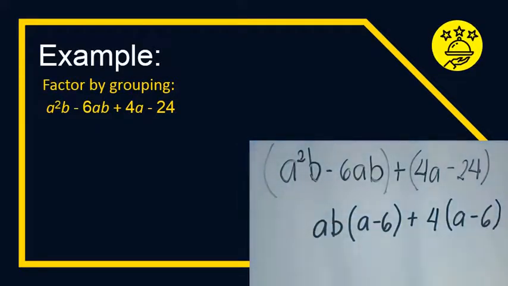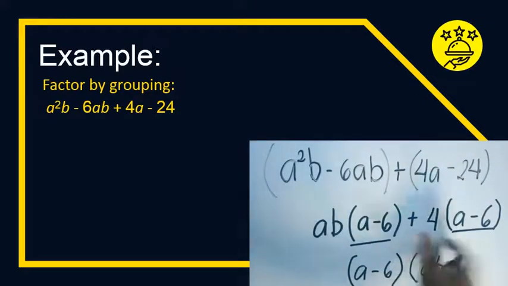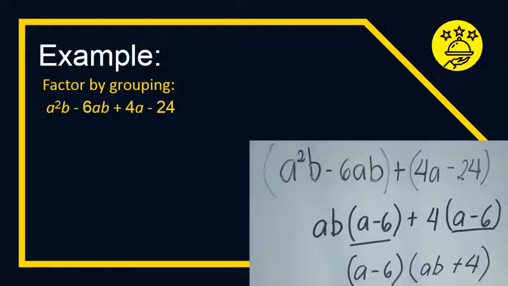So the common factor in the given two terms, we have a minus 6, then write a minus 6 times the remaining factor ab, then positive 4. So the factor of a squared b minus 6ab plus 4a minus 24 is a minus 6 times the quantity ab plus 4.